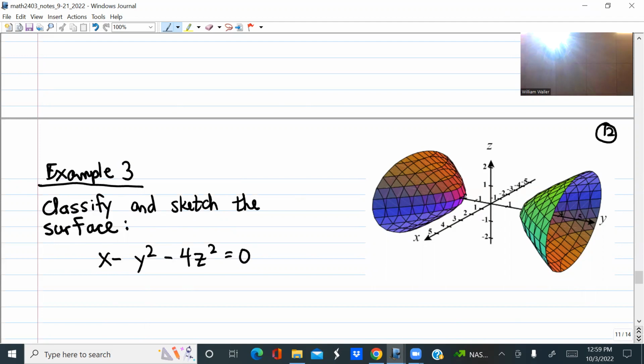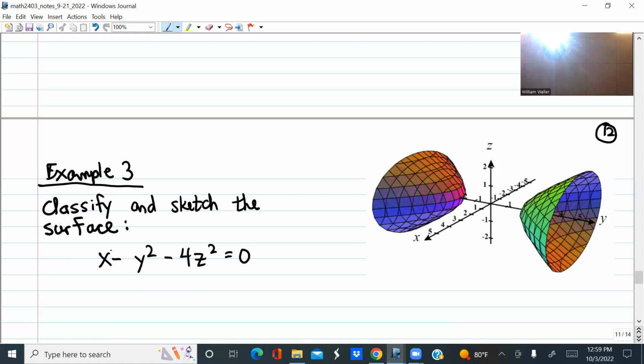These traces, things in two dimensions, those circles, all right, let's try this one now. Okay, so let's see if we can figure out what that thing looks like.